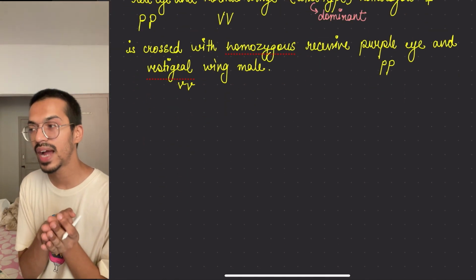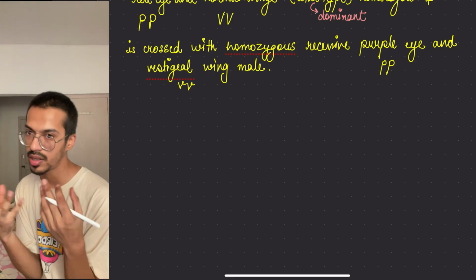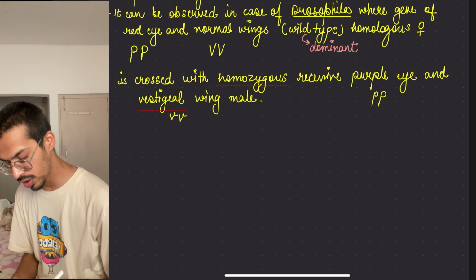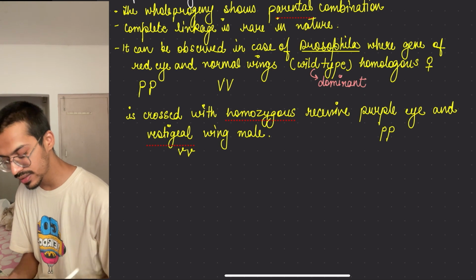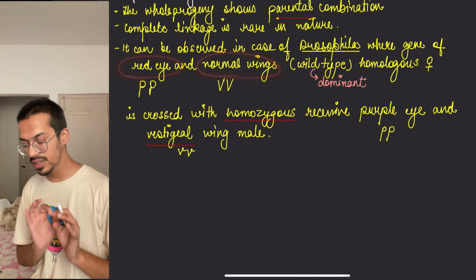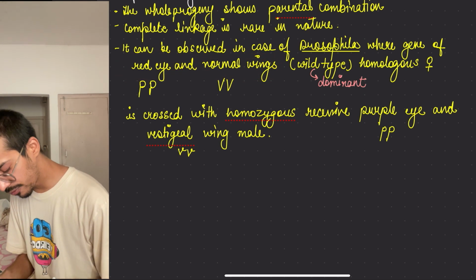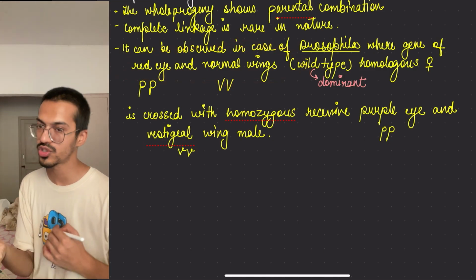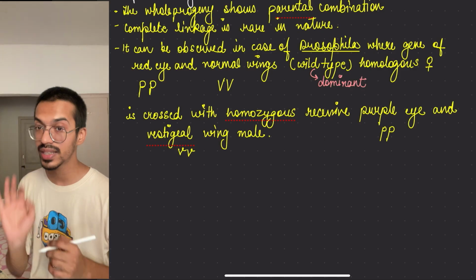So we see that the F1 generation would be what? The red eye and the normal winged. This is the dominant, meaning red eye and normal winged F1 generation. Now what did we do? We took one of this F1 generation and did selfing and the test cross. Let's see whether the things come up or not.